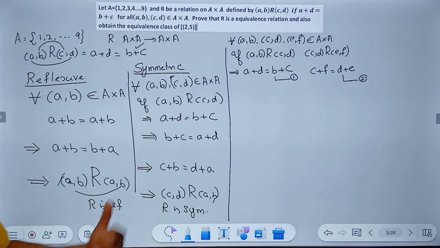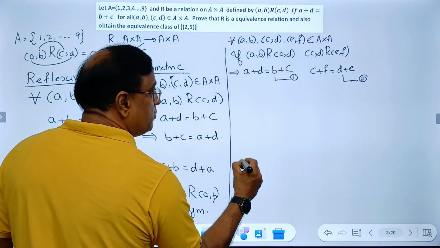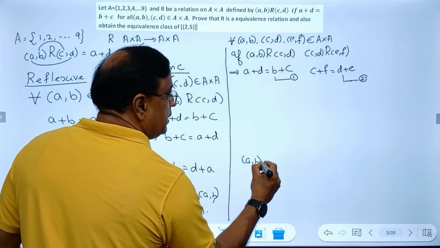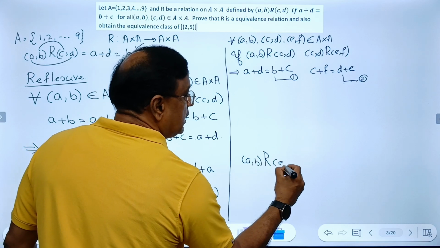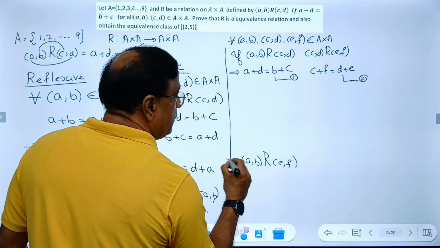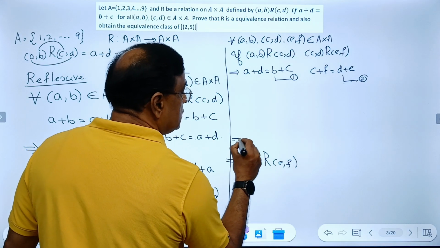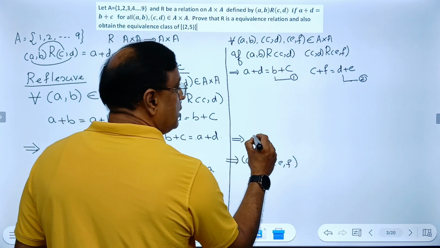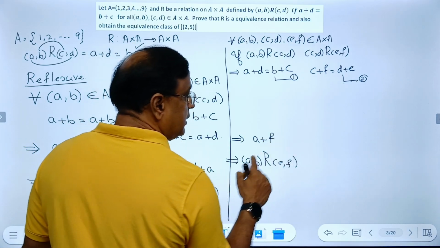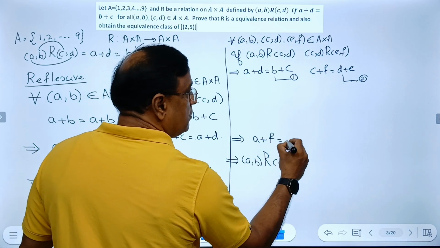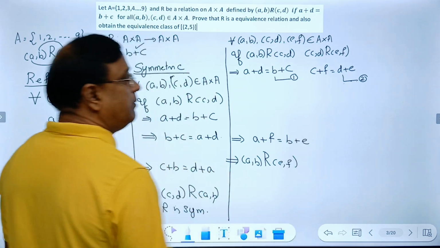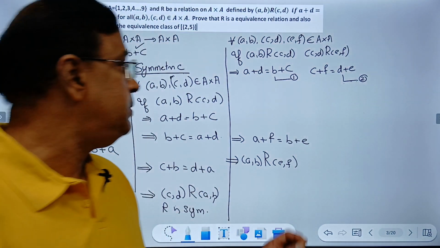Now what did I want to prove? If I want to prove transitive, that A comma B is related to E comma F. If I want to get this, what should I have got in the previous step? I should have got A plus F equal to B plus E. This is what I should have got.